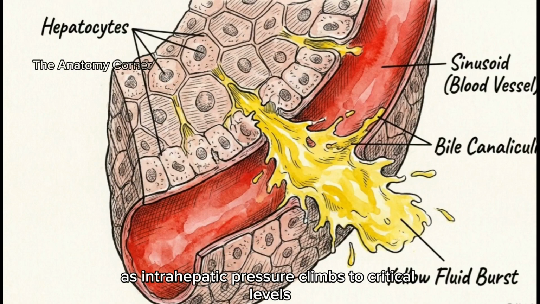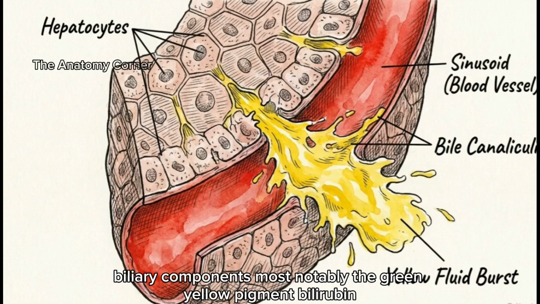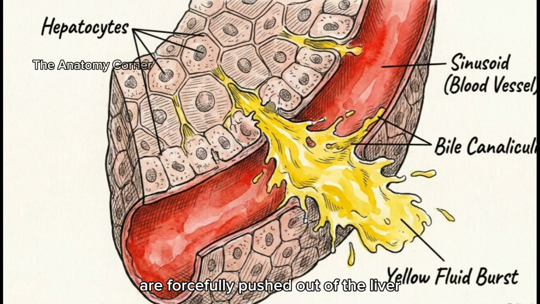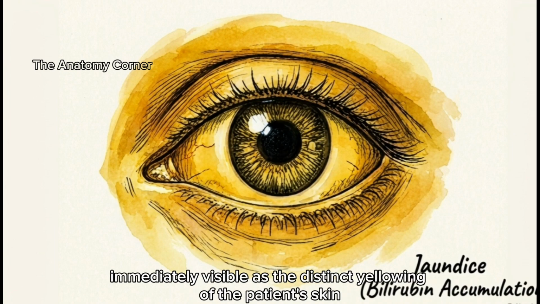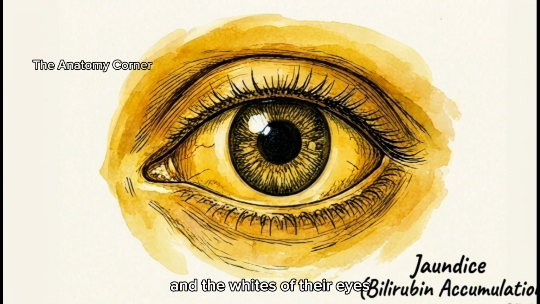As intrahepatic pressure climbs to critical levels, biliary components, most notably the green-yellow pigment bilirubin, are forcefully pushed out of the liver, spilling into the bloodstream. This systemic spill of bilirubin directly causes clinical jaundice, immediately visible as the distinct yellowing of the patient's skin and the whites of their eyes.